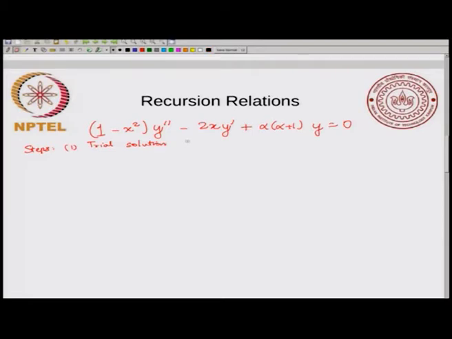Okay, so you try a solution of the form y is equal to sum over n equal to 0 to infinity Cn x raised to n. So, Cn is a coefficient and you have x to the nth power. So, basically this is called a power series. So, this looks like C0 plus C1x plus C2x square plus so on, it goes up to infinity.